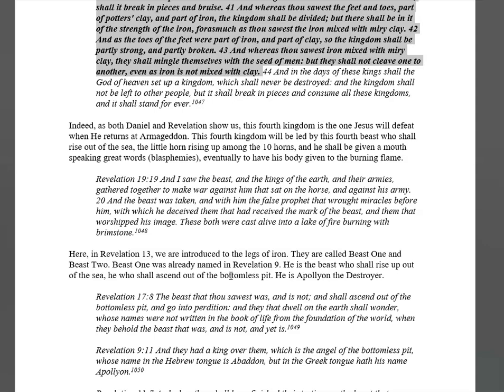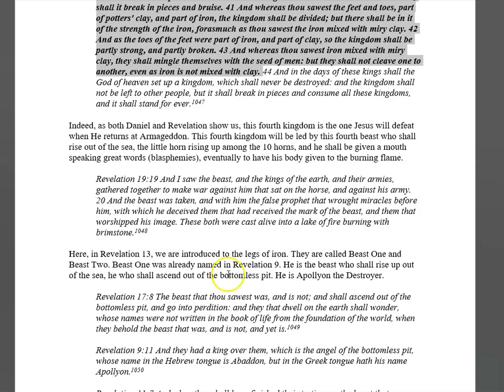the little horn rising up among the 10 horns, and he shall be given a mouth speaking great words, blasphemies, eventually to have his body given to the burning flame. And that is a composite description between Daniel 2 and 7, culminated in Revelation 19:19.